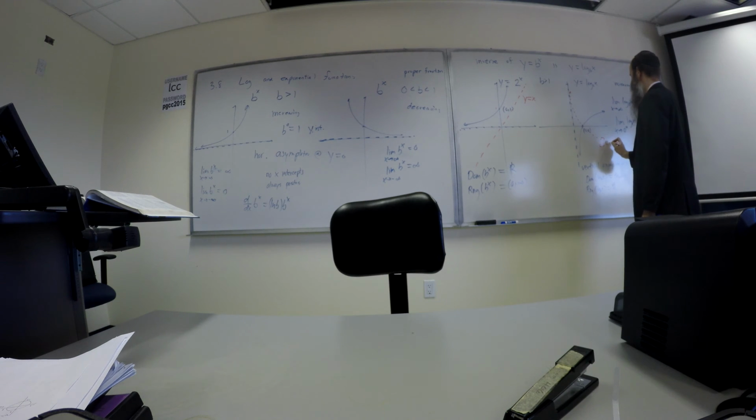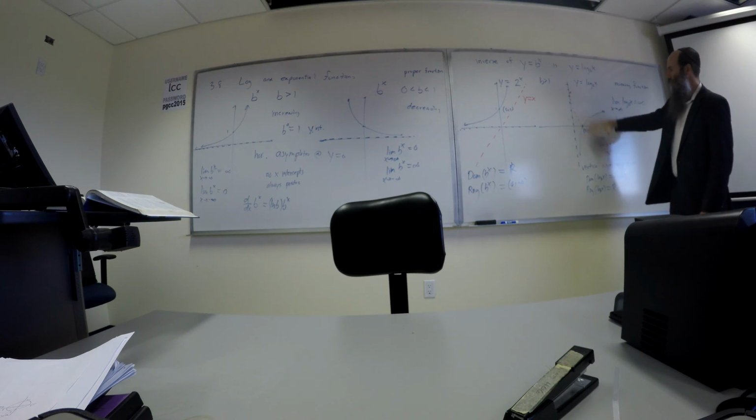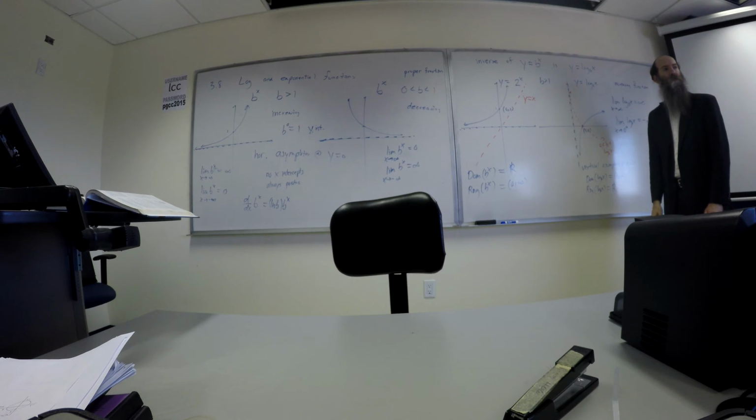If the base were between 0 and 1, if it were a proper fraction, it would look like that. It would look like the reflection of this one over the x-axis. Okay? I should have drawn the whole picture, shouldn't I?